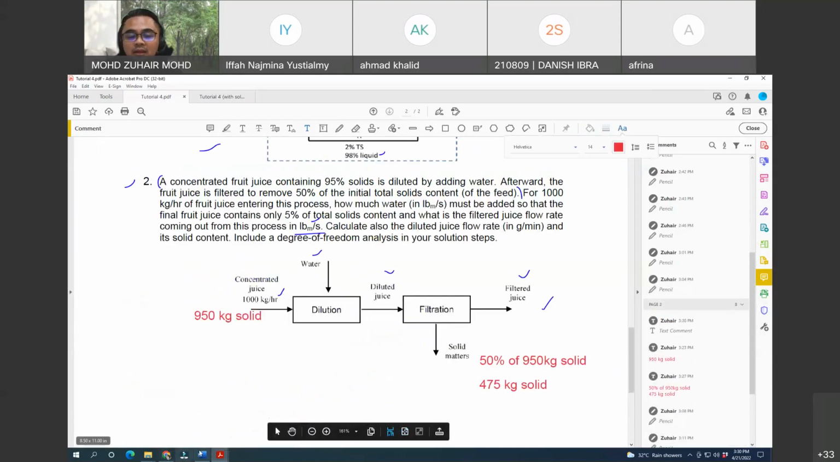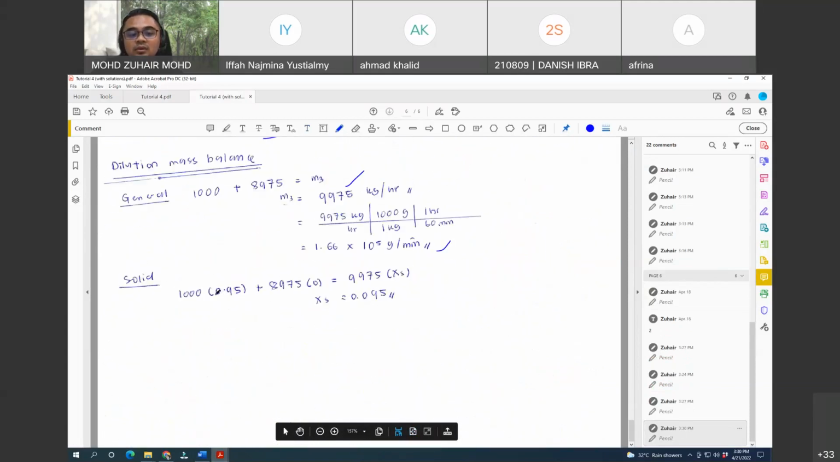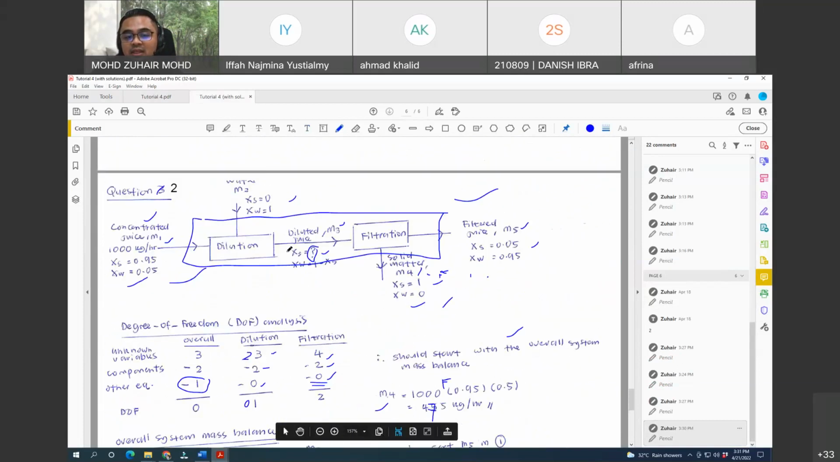Okay. And then the fraction, okay, for solid. Here the fraction also needs to be solved. So we do the solid balance under the dilution process. At the end, we're going to get XS equals 0.095. So we have already answered all the questions. Then we got all the unknown variables here.